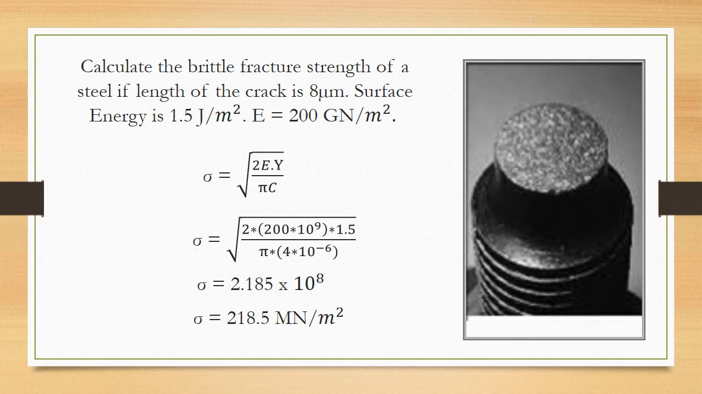Actually, it is very common in amorphous materials, but in crystalline materials also, like steel, we can see brittle fracture. This brittle fracture can occur through grain boundaries. At low temperatures and a higher rate of strain, brittle fracture can happen even in steel.